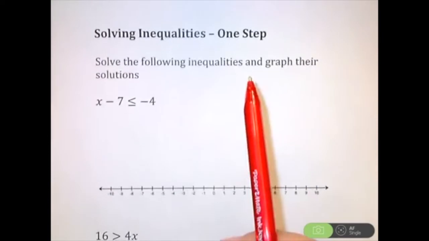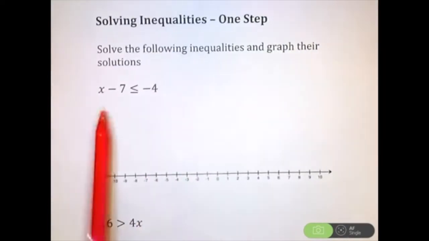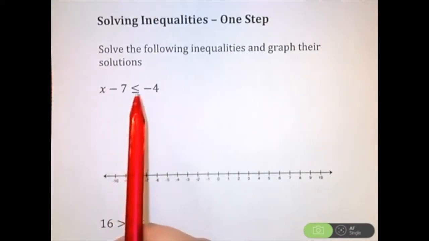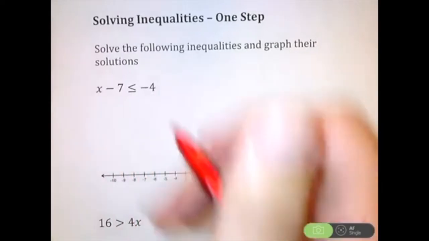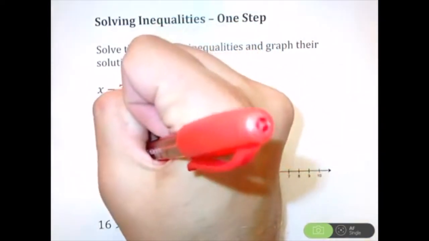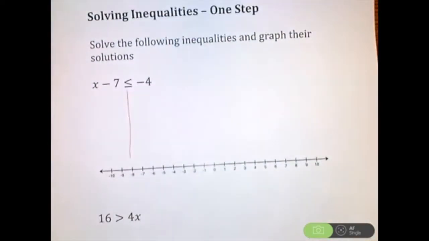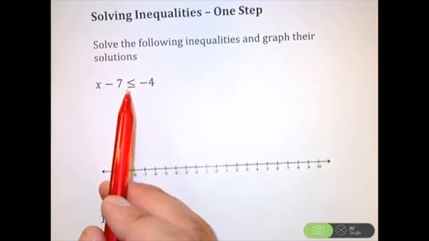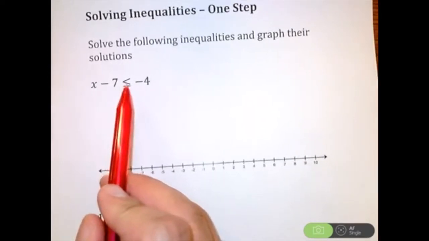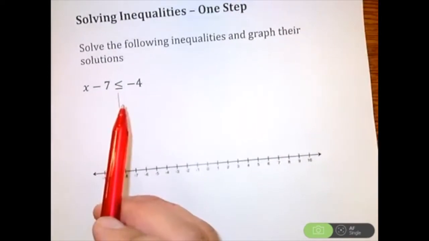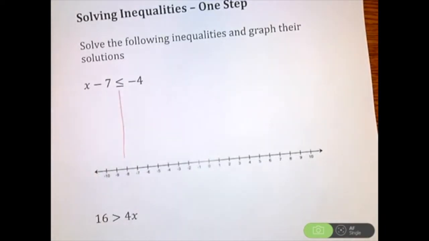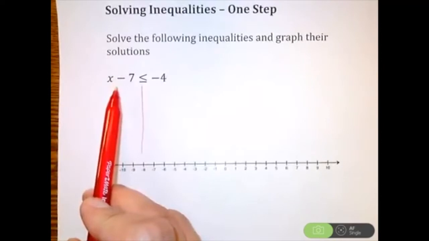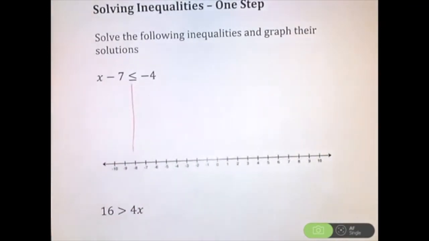So we're going to solve the following inequalities and graph their solutions. So I have x minus 7 is less than or equal to negative 4. Now, when we're solving these, it's just like solving equations, okay? The only difference is there's an inequality sign in the middle, and once we get going in my series of videos, we're going to have to be a little bit careful with that. But in general, you're just solving like we would solve equations, which means we got to get x by itself by working the order of operations backwards.